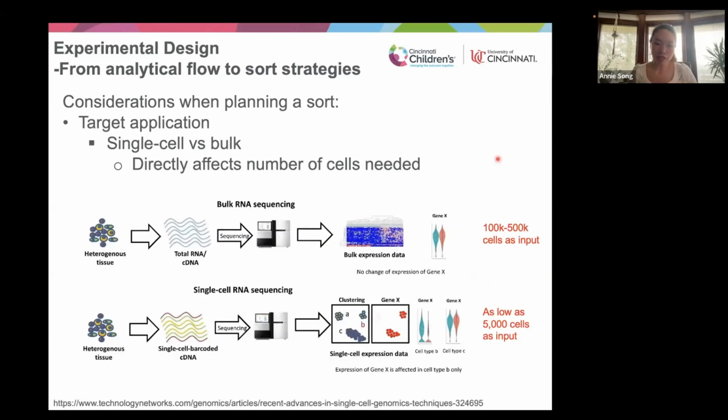Now, a little more about the difference between bulk RNA sequencing and single cell RNA sequencing before we proceed further. Obviously, one is on a single cell resolution, the other one is not. And as far as flow cytometry is concerned, you're talking about a different number of cells as input. For a bulk assay, you would need somewhere between 100,000 to 500,000 cells as input. But for single cell, if we're just dealing with RNA, you could proceed with as low as 5,000 cells. So that's almost like a 2 to 10-fold difference here.